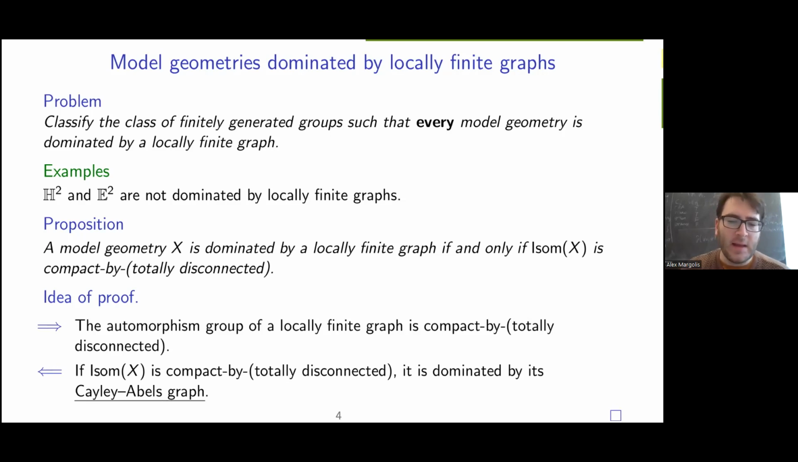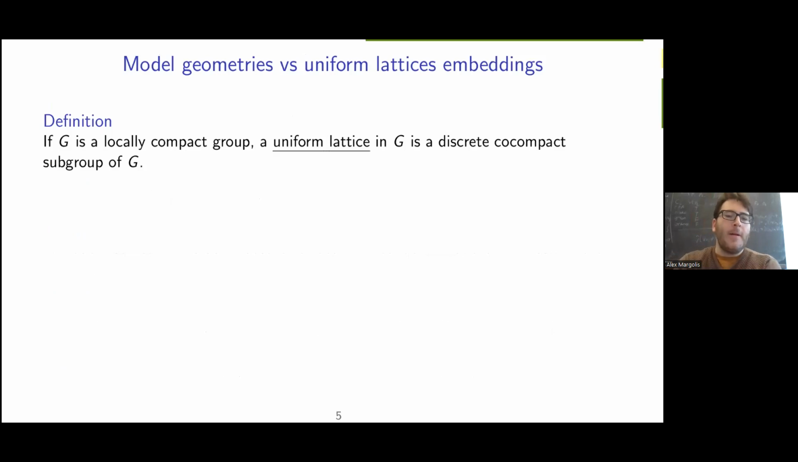van Dantzig's lemma, and you can build a graph by taking cosets of this compact open subgroup and joining these cosets by edges in a certain way, so you get a locally finite graph. And this is a fairly classical idea going back to the 70s work of Abels. And it also generalizes the Cayley graph if isom X is an actual discrete group.